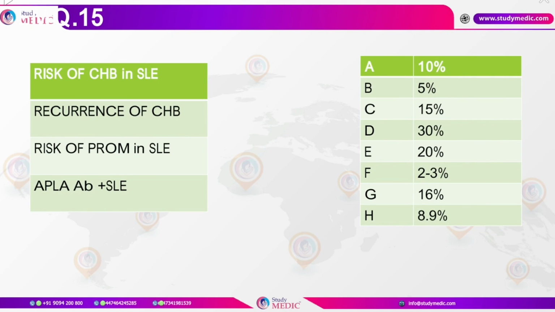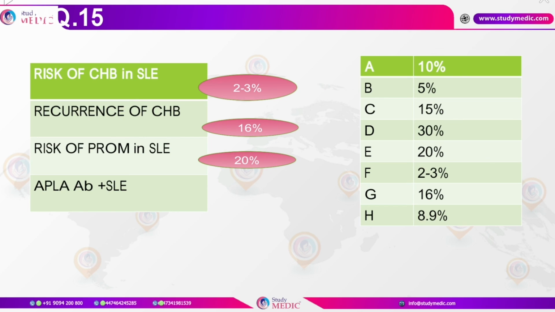And some numbers: the risk of congenital heart block in SLE is 2 to 3%. Recurrence of congenital heart block is about 16%. Risk of PROM in SLE is about 20%. And talking about antiphospholipid antibody in SLE, it is about 30%.